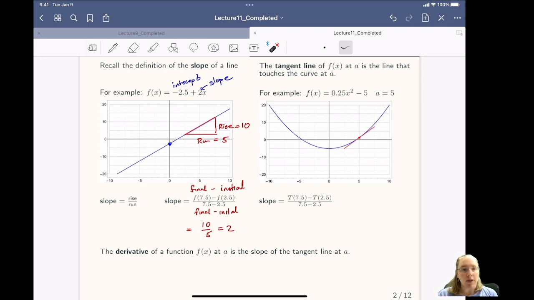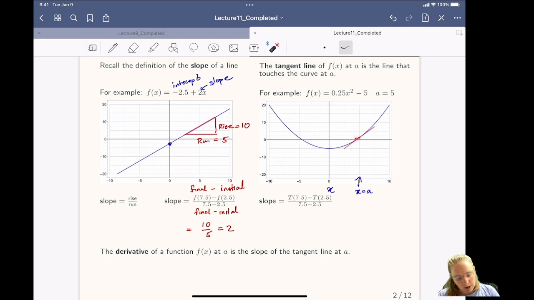What about the slope of a quadratic at the point a equals 5? So if this is our variable x, what is the value of the slope at x equals a? Well, in this case, the slope is going to change depending on what that value of a is. If we evaluate the slope over here, it's going to be a negative slope. If we evaluate the slope over here, it's going to be a positive slope.